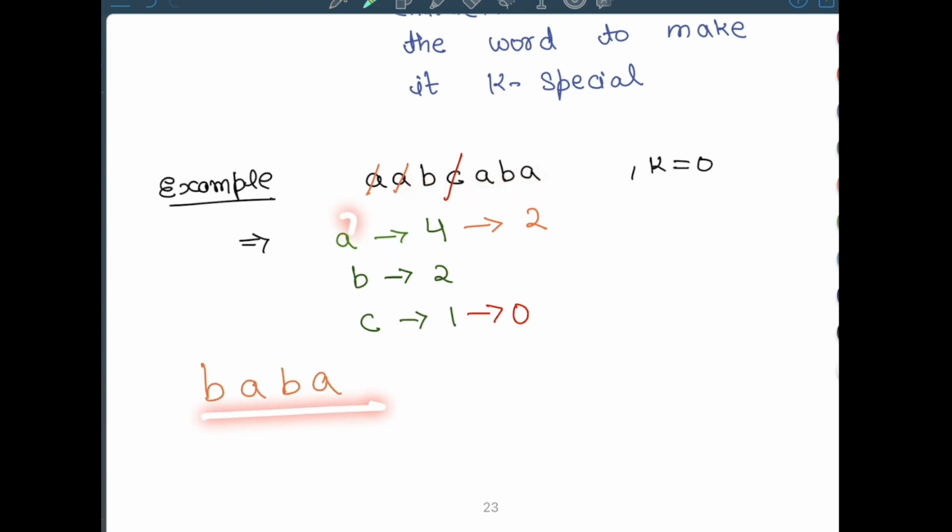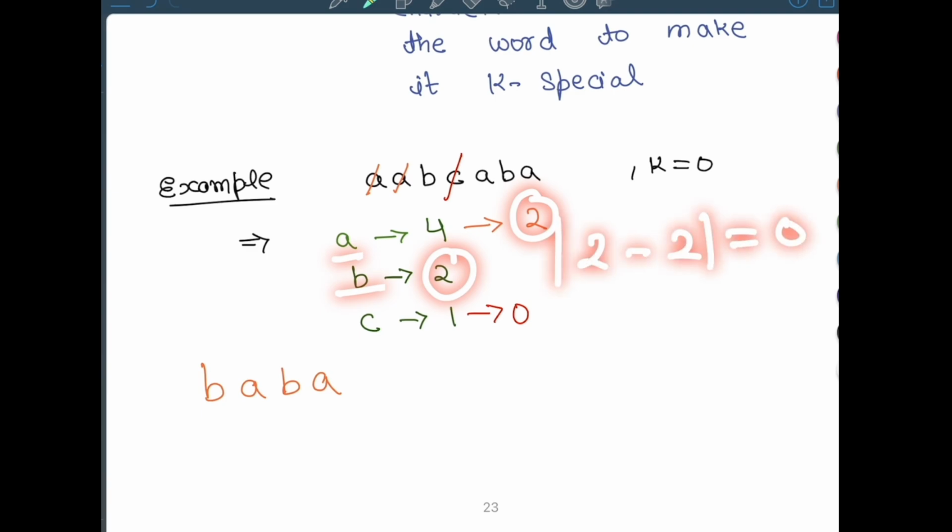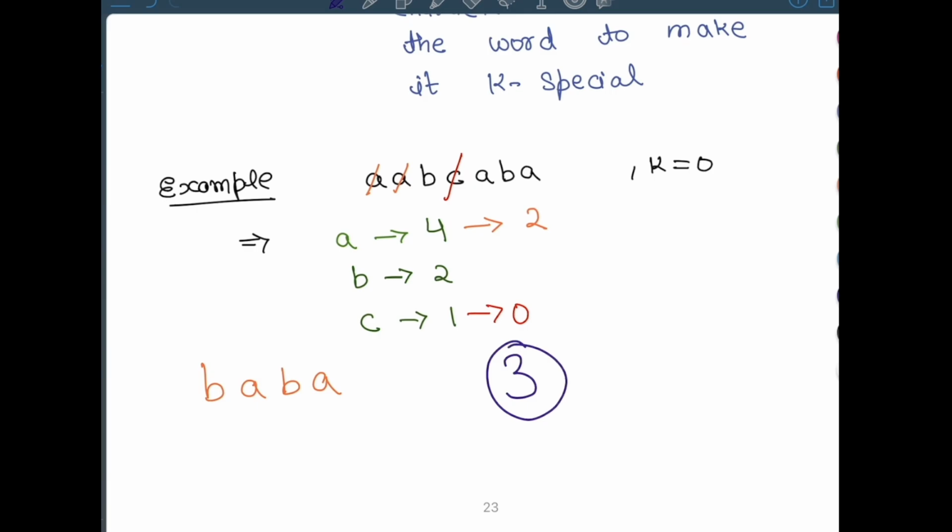In this word, we have A 2 number of times, B 2 number of times. We don't have any other characters, right? Now at this point, I just have two characters A and B. The absolute difference of their frequencies is 2 minus 2 equal to 0, right? So this word is a k special word and we have to delete a total of 3 characters, and that's the output we have for this particular input.